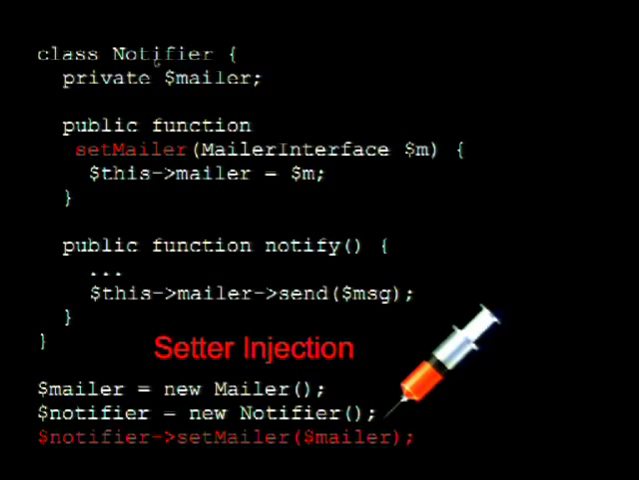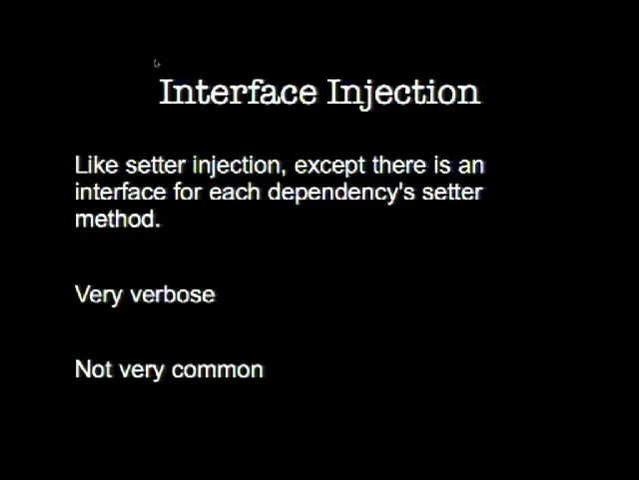So that's setter injection. There's also interface injection, which is very similar to setter injection. It's just that for every setter method that you have for a dependency, there's an interface for that. So the class basically declares itself as being mailer injectable, for example. It's very verbose, because for every setter method, you need to have an interface. And it's not very common. I don't think there are any frameworks that actually support interface injection.